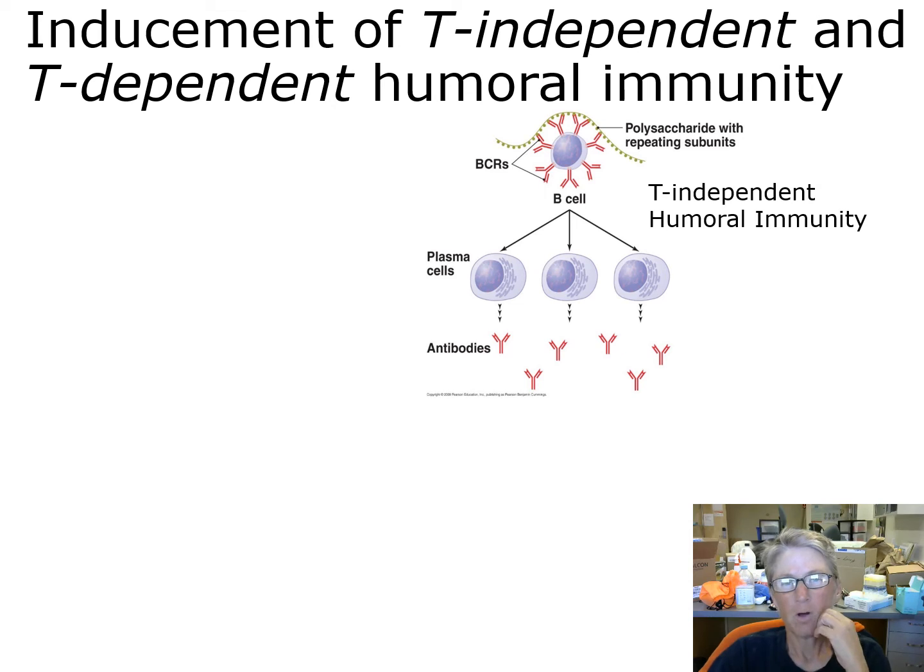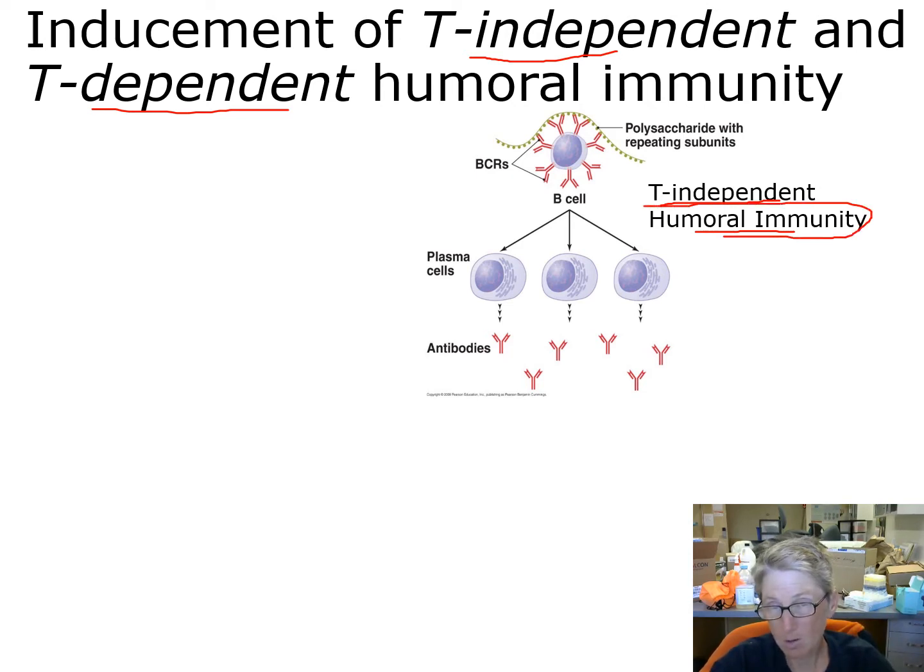Okay, so this slide is entitled Inducement of T-independent and T-dependent humoral immunity. We mentioned this in the last video for chapter 16, but in this cartoon it says T-independent humoral immunity. So there's some clues there. When you see humoral immunity, you should automatically think B cell. And then when you think B cell, you should think plasma cell. You think plasma cell, you should think antibodies.